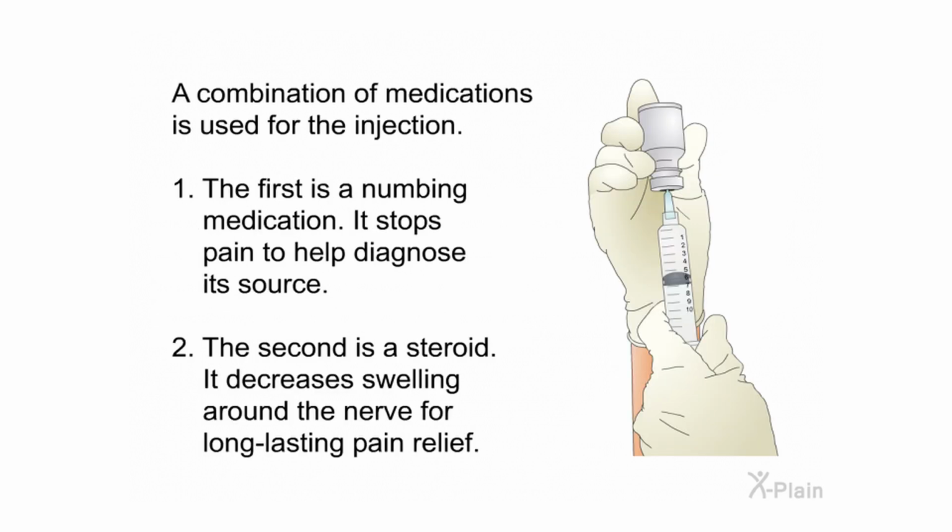A combination of medications is used for the injection. 1. The first is a numbing medication. It stops pain to help diagnose its source. 2. The second is a steroid. It decreases swelling around the nerve for long-lasting pain relief.